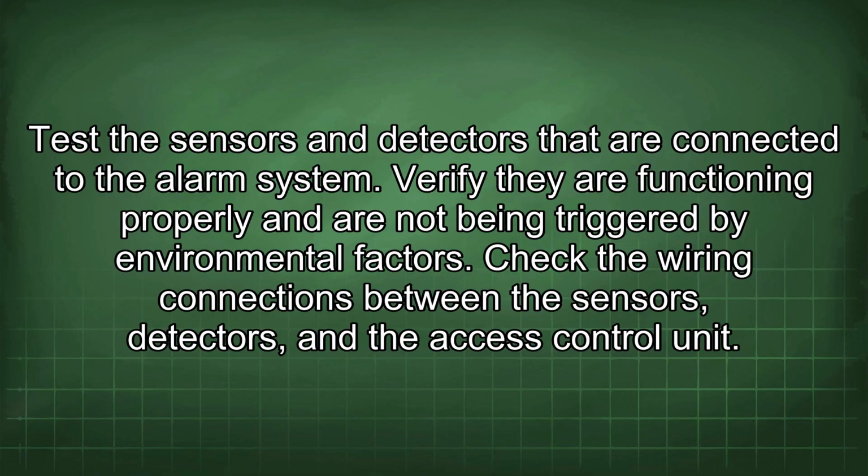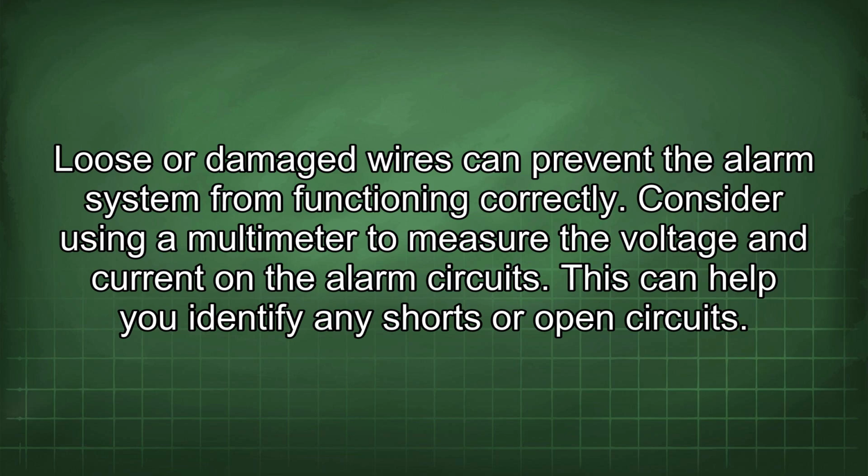Check the wiring connections between the sensors, detectors, and the access control unit. Loose or damaged wires can prevent the alarm system from functioning correctly. Consider using a multimeter to measure the voltage and current on the alarm circuits. This can help you identify any shorts or open circuits.